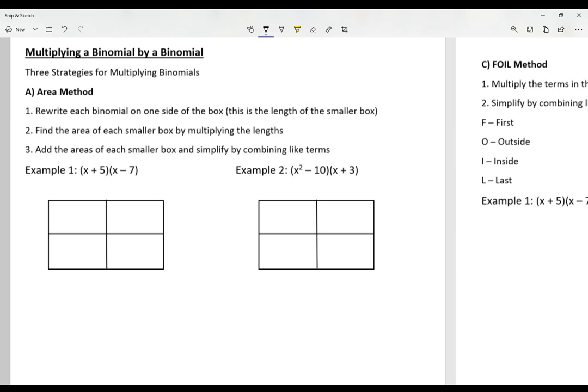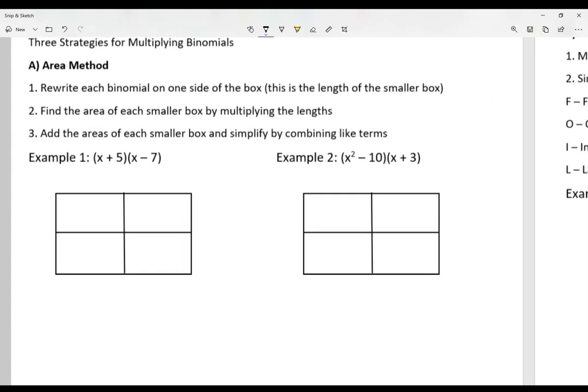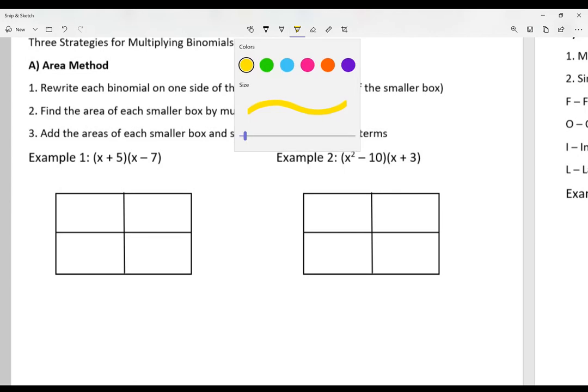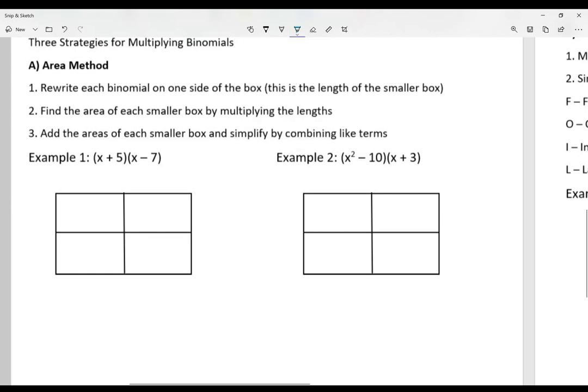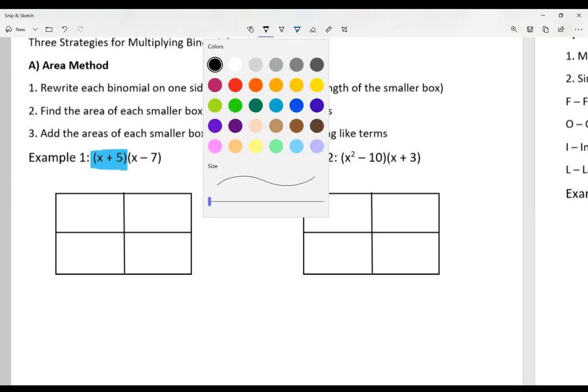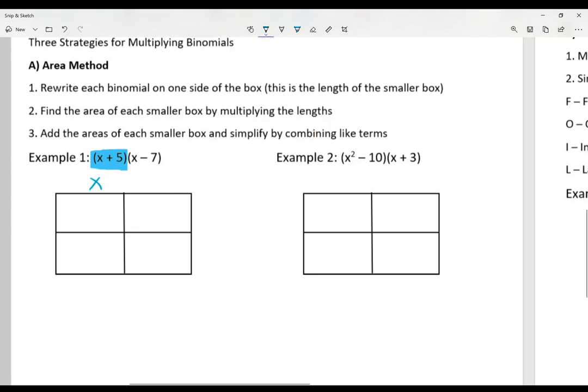In this video, we're going to multiply a binomial by a binomial using the area method. So the first step of the area method is we're actually going to rewrite each binomial on each side of the square that is already pre-drawn on these notes. So the first one is x plus 5. So I'm going to write x above this box and then this positive 5 above that box.